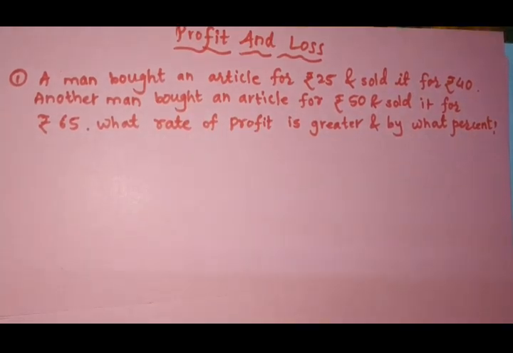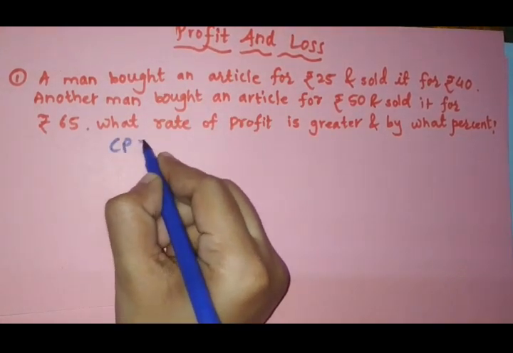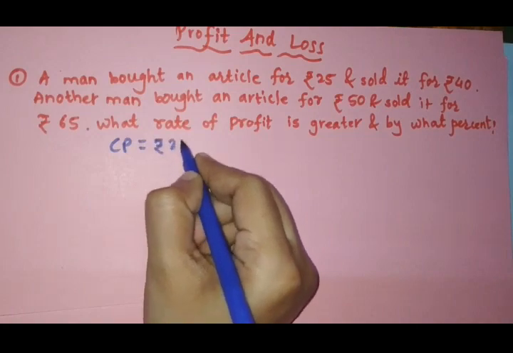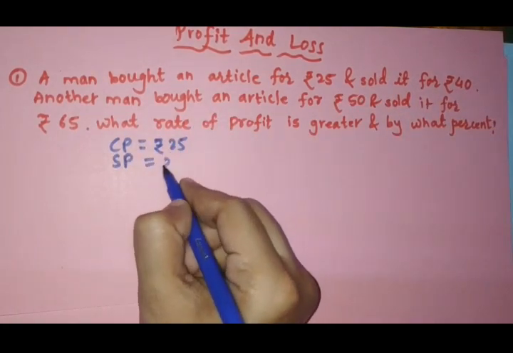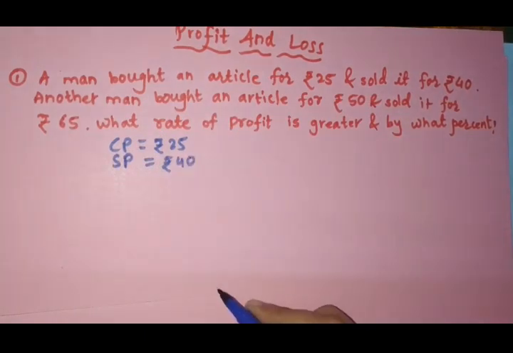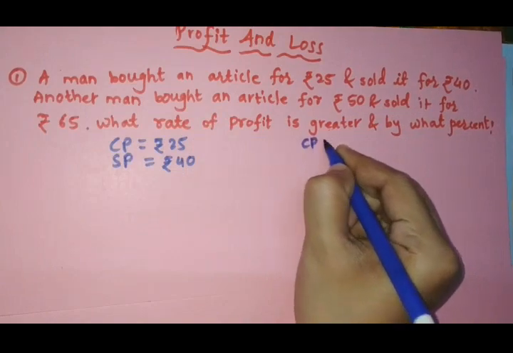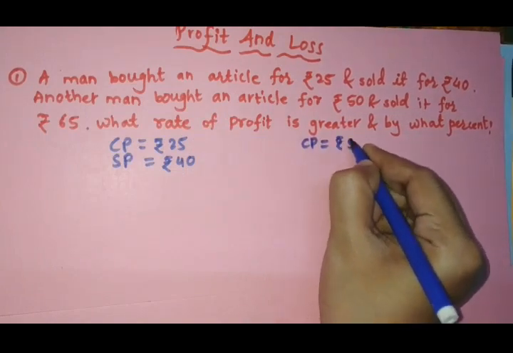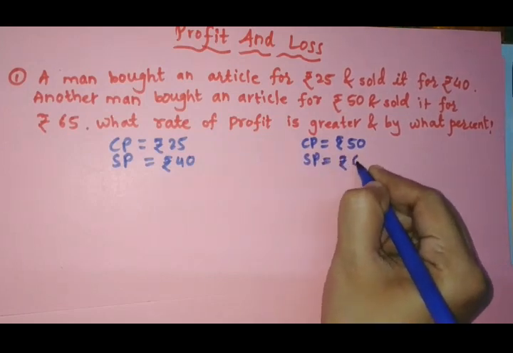So in this question we have to deal with two kinds of transaction. So let's start. First man is having the transaction of CP. He bought an article of cost price rupees 25 and the selling price of that first man is rupees 40, and another man bought an article for rupees 50. That means its cost price is 50 and sold it for rupees 65.